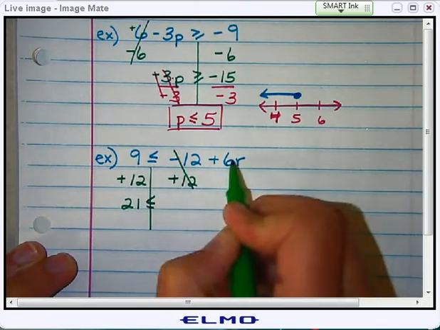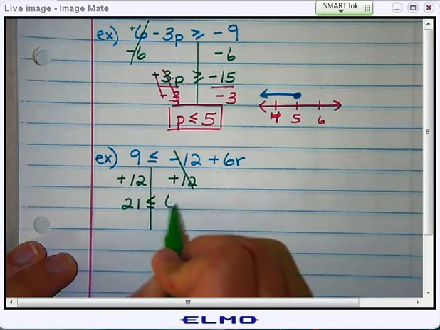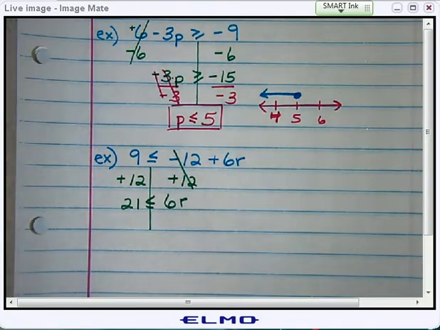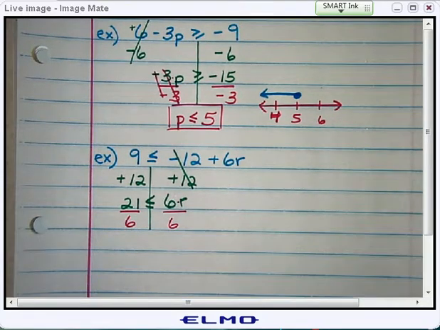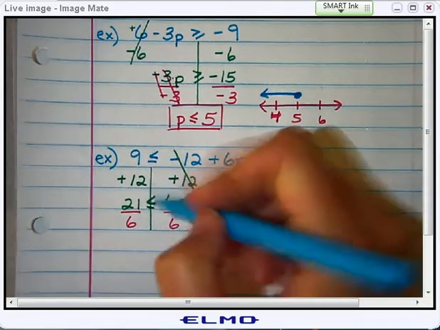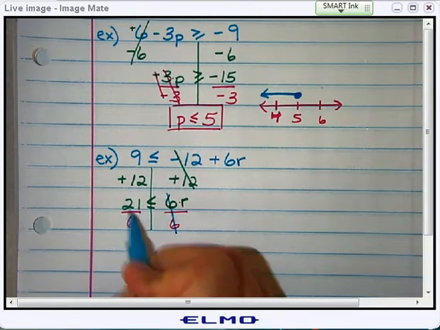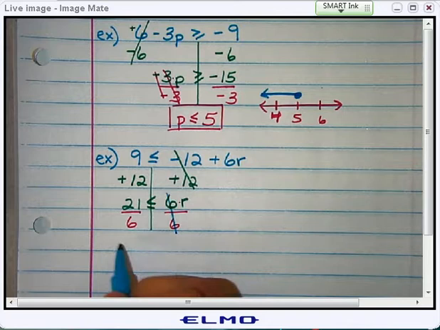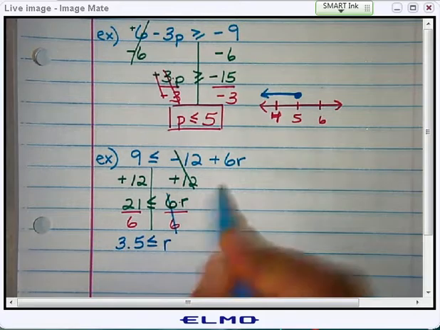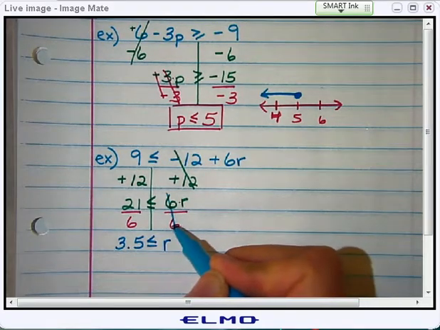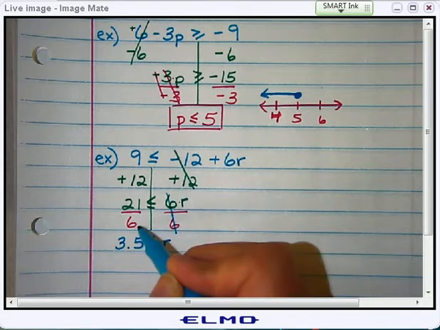Is less than or equal to, I bring down this 6r. It's positive, so I can just write 6r. That is 6 times r. So I want to divide by 6. And I'm going to get a decimal answer, and you know what? That is just fine. We're allowed to do that. 6 goes into 21 3.5 times, so it will be 3.5. 3.5 is less than or equal to r. I did not have to flip the symbol because that 6 that I divided by on each side is not negative. So it goes like this.